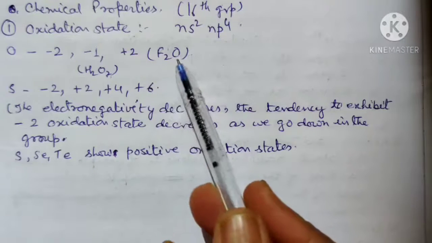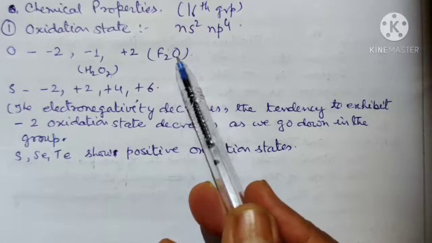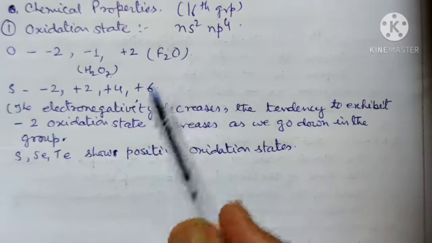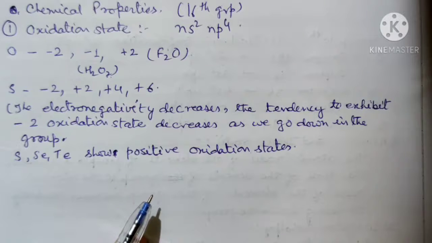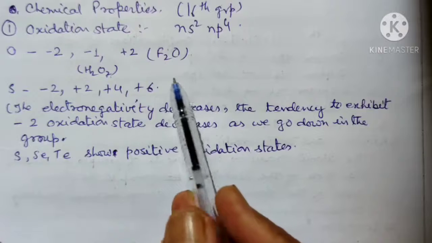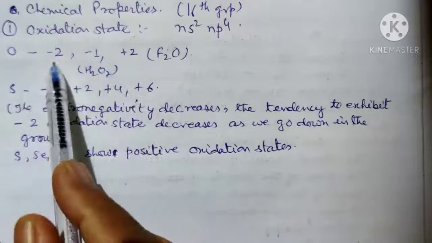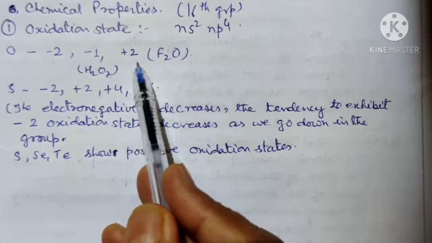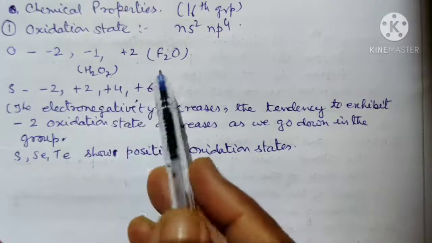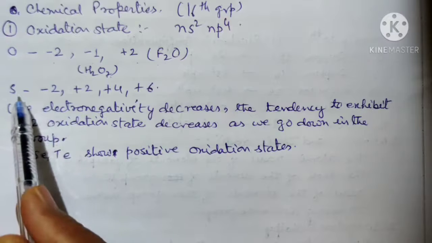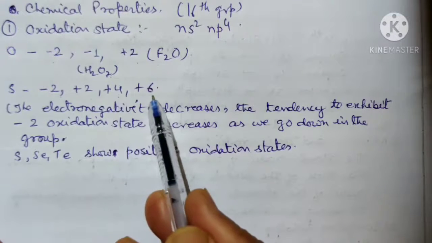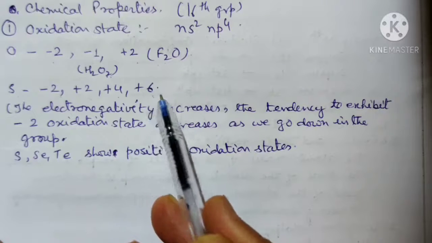The oxides of fluorine are called fluorides because fluorine is more electronegative than oxygen, and that's why in the fluorides the oxidation state of oxygen is +2. So now we can say oxygen shows -2, -1 and +2 oxidation states, and it cannot extend its oxidation state. In the case of sulfur, the oxidation states are -2, +2, +4 and +6.